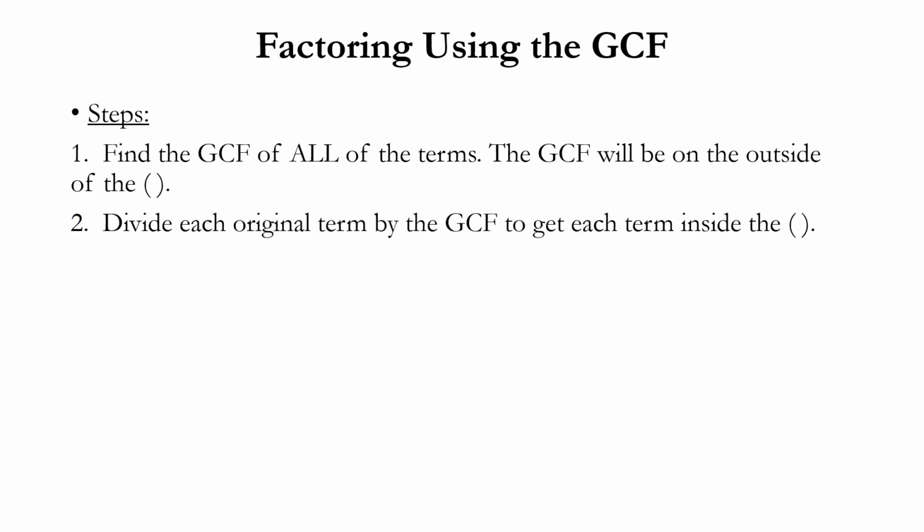So factoring using the greatest common factor is basically what I just showed you. You find the greatest common factor of all of the terms. The greatest common factor goes on the outside of the parentheses. And then we divide each original term by the greatest common factor to get each term inside the parentheses.